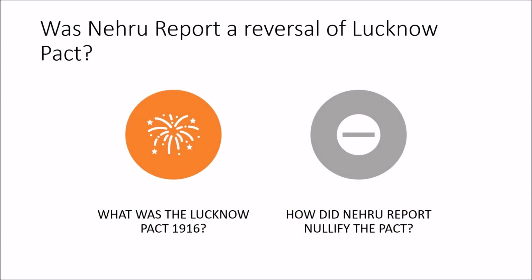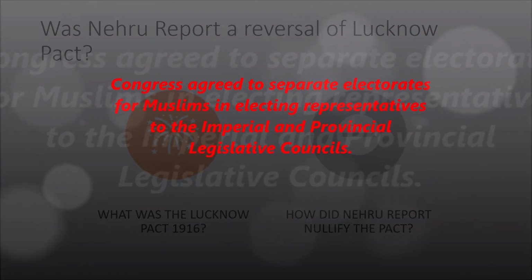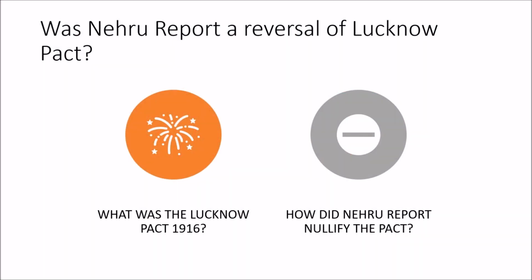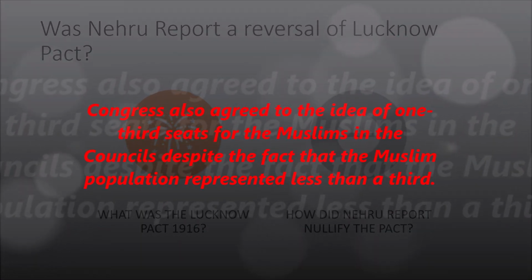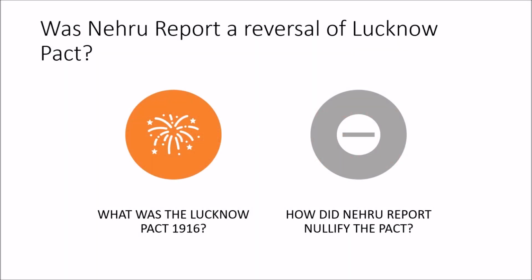The Congress had agreed to a separate electorate for Muslims in electing representatives to the imperial and provincial legislative councils. Although the Muslims were given this right in the Indian Councils Act of 1909, the Indian National Congress opposed it. The Congress also agreed to the idea of one-third seats for the Muslims in the councils, despite the fact that the Muslim population represented less than a third. Apart from that, the Congress had agreed that no act affecting a community should be passed unless three-quarters of that community's members on the council supported it. This was the Lucknow Pact.